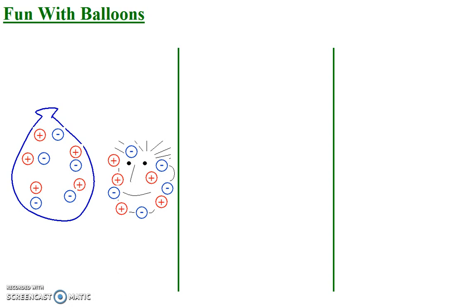Let's go through a little thought experiment here. What if when we rubbed the head on the balloon, electrons went from the balloon onto the person's head? So now we can see that the balloon is positive and the head is negative. Let's see what would happen.